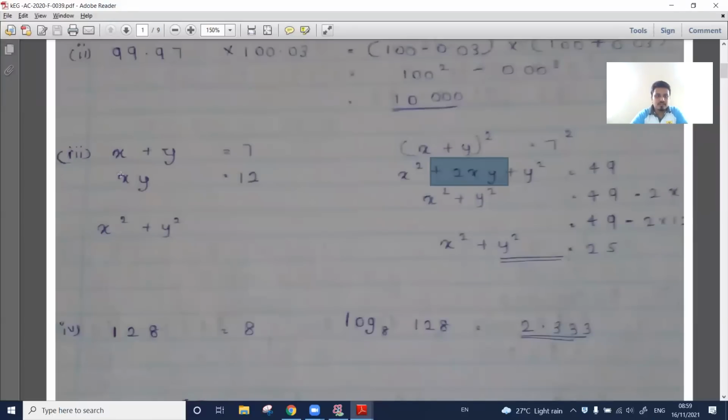We know the xy value. See here, they have given this. Xy value is 12. So 2 into xy, 2 into 12 means what? 24. So 49 minus 24, x squared plus y squared should be equal to 25. 25 should be the final answer. Right? For part 3, the final answer should be 25. If you got this one correct, then give 4 marks.